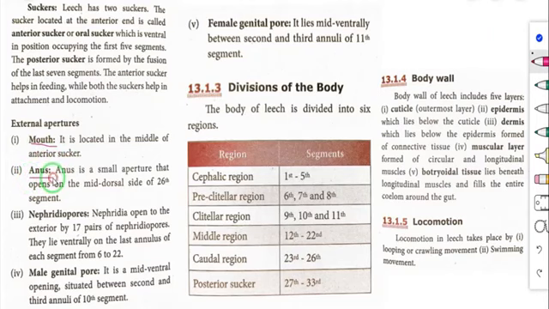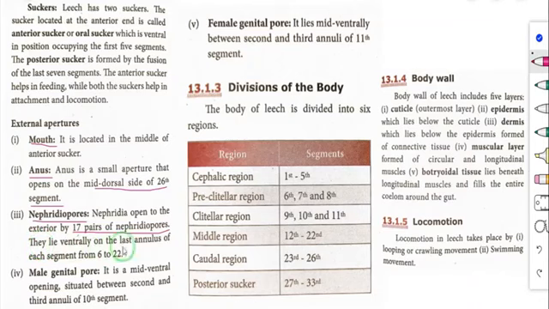The second external aperture is the anus. The anus is a small aperture that opens on the mid-dorsal side of the 26th segment. Totally 33 segments are present, and the anus is located in the 26th segment. The third one, nephridiopores, the excretory openings. Nephridia open to the exterior by 17 pairs of nephridiopores.